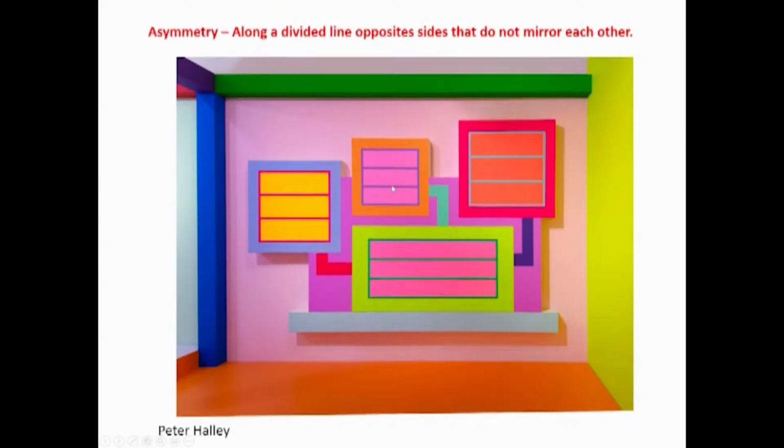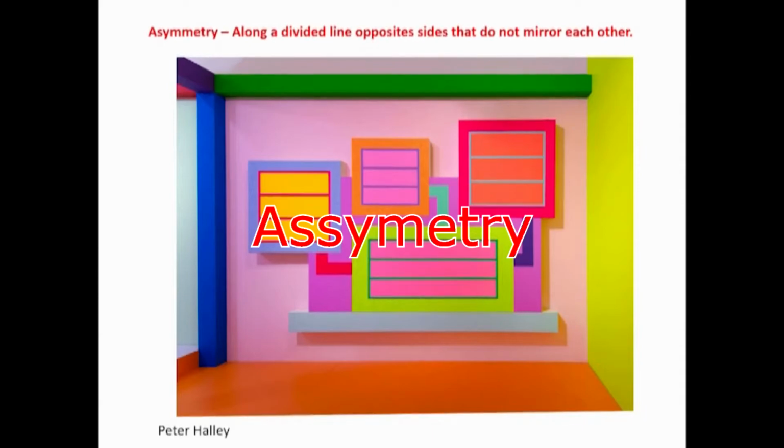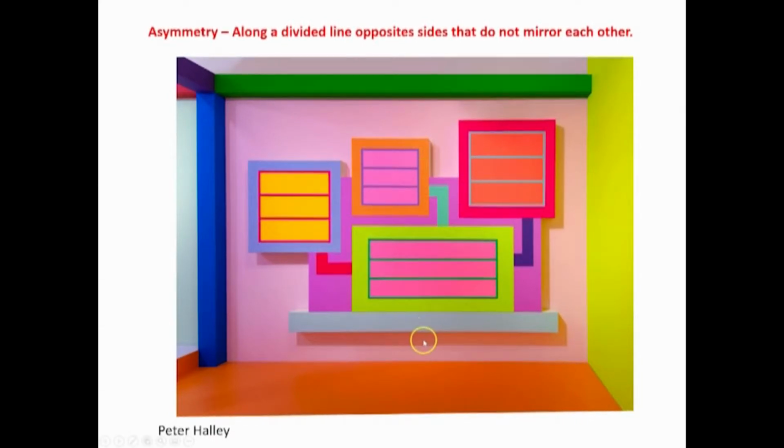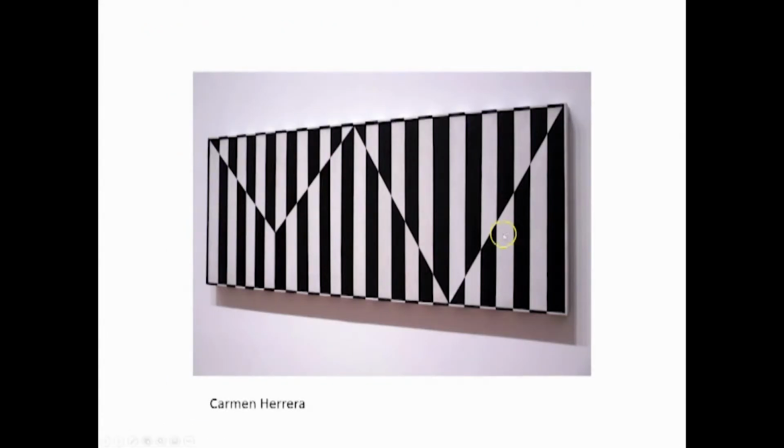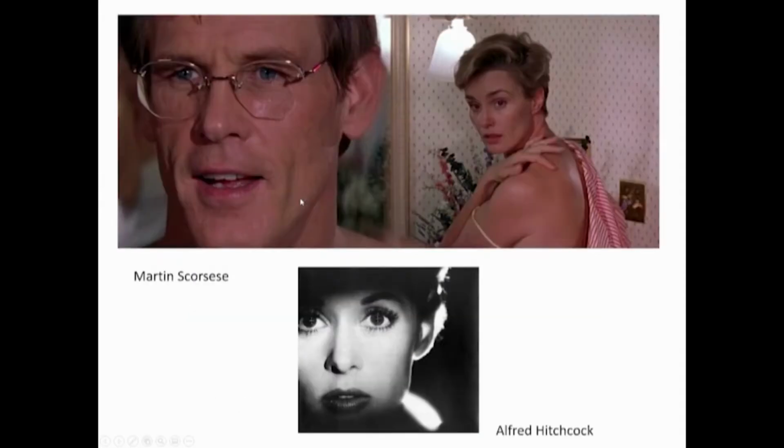Let's talk about asymmetry. Now we divide the composition down the middle, and it's different on the left and the right. This may make sense for what you want to do in your composition, for the message you want to convey. And we look at the work of Peter Halley. Obviously divided down the middle, it is not the same on left and right. They do not mirror each other. Same thing with Carmen Herrera. It's close to almost being symmetrical, but this being smaller makes it asymmetrical on that side.